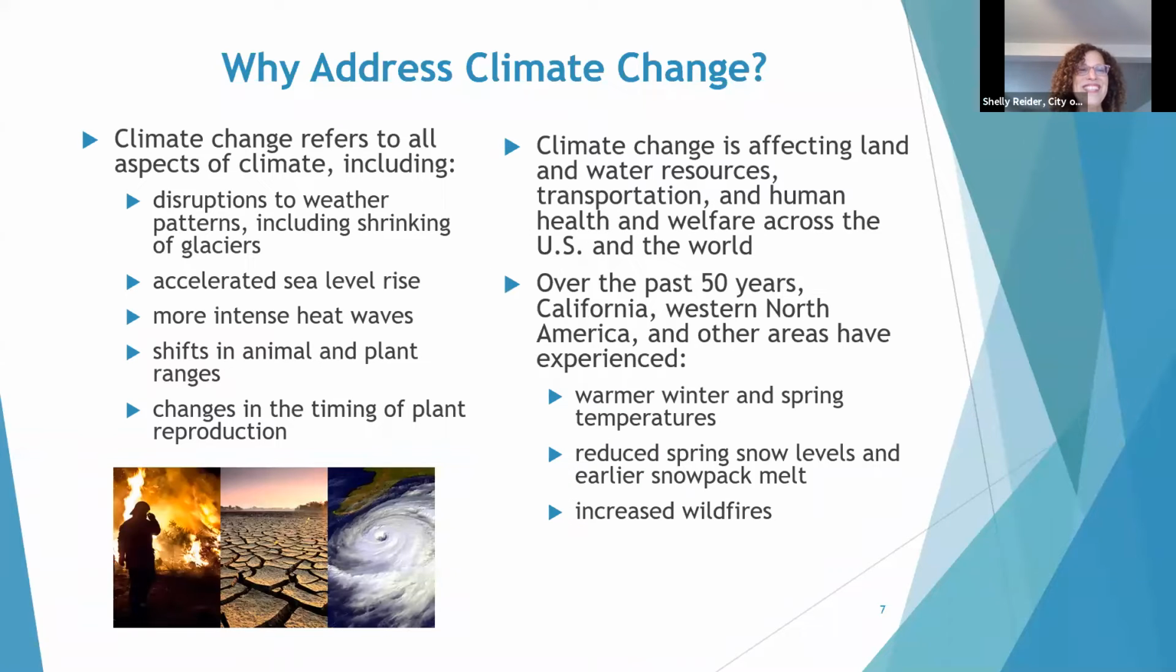Why address climate change? Climate change refers to all aspects of climate, including disruptions to weather patterns, including the shrinking of glaciers, accelerated sea level rise, more intense heat waves, shifts in animal and plant ranges, as well as changes in the timing of plant reproduction. Climate change is affecting land and water resources, transportation, and human health and welfare across the United States, as well as around the world. Over the past 50 years, California, Western North America, and other areas have all experienced warmer winter and spring temperatures, reduced spring snow levels, and earlier snowpack melt, as well as increased wildfires.